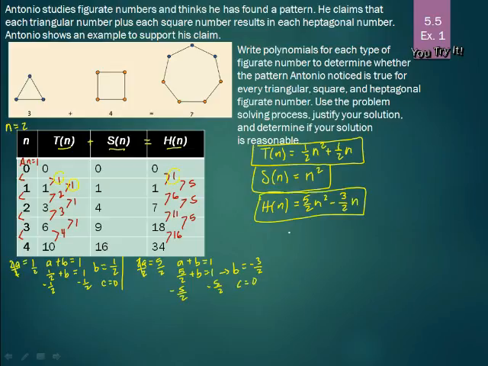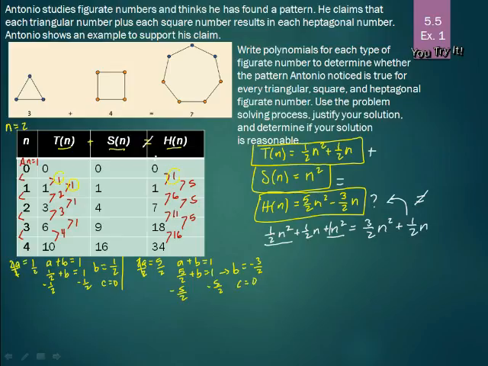So now we need to see, does t of n plus s of n equal h of n? And so adding those together, does 1/2 n squared plus 1/2 n plus n squared equal h of n? So let's just add these together. Well, 1/2 n squared plus n squared, that's 1/2 plus 1, which is the same thing as 3/2 n squared. And then we still have plus 1/2 n. And we see that that does not equal h of n, which is 5/2 n squared minus 3/2 n.